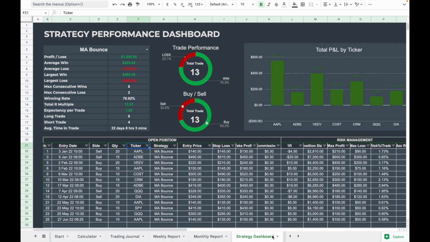The strategy performance dashboard enables you to see how each of your trading strategies is performing. You can identify which strategies are performing well and which ones need improvement. Simply select your strategy from the drop-down list, and it will show all trades taken using that strategy, as well as related statistics such as profit and loss, win rate, and average return per trade.